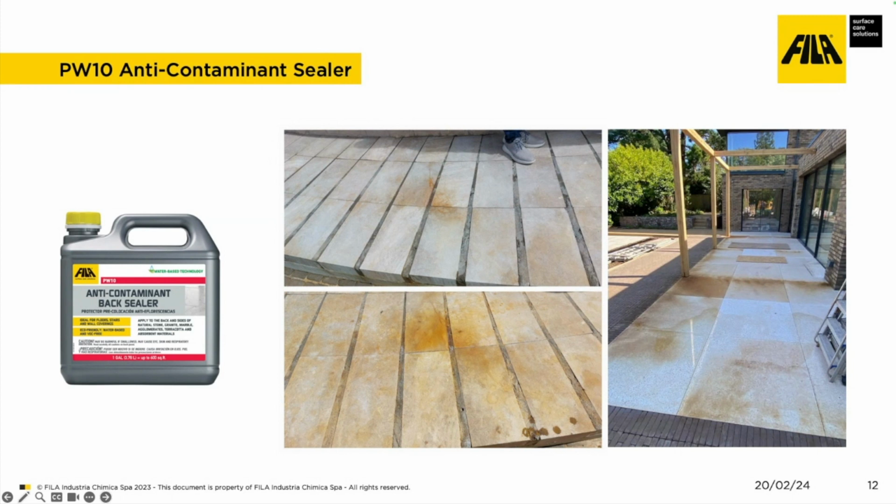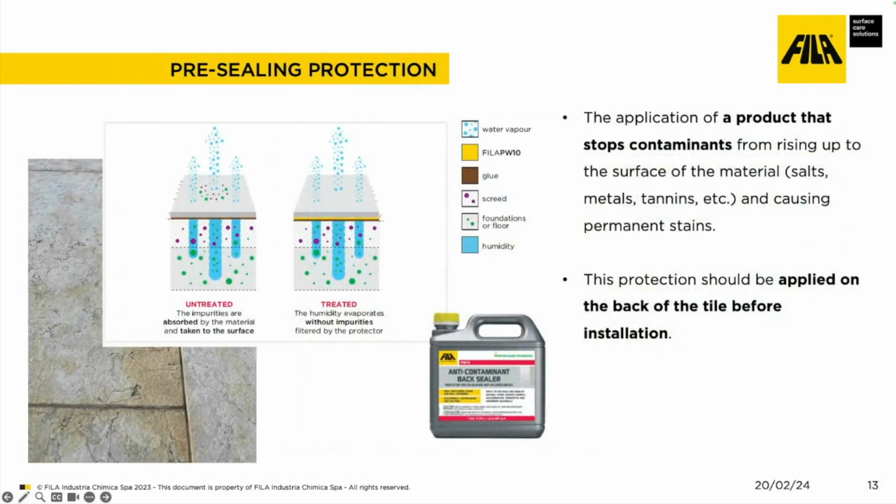In Fila, we have the solution, and in this case, we suggest using PW10. PW10 is a water-based sealer, so it does not have solvent inside, and it is a really special sealer because it has to be applied on the back and on the edge of the slabs before the installation, so before putting the stones on the floors or on the walls. It is a really special product because it stops the rising of contaminants from the back, as you can see in the picture, and at the same time, it permits the penetration of water.